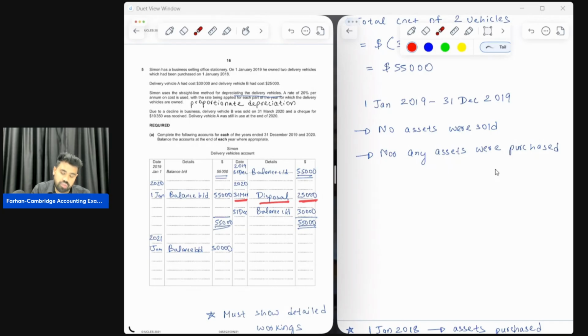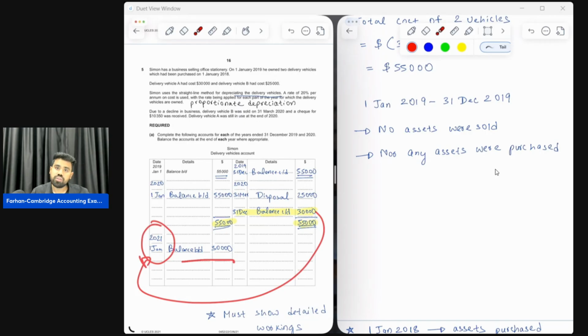And we are recording it on the credit side because obviously our assets are decreasing. When assets decrease, we credit them. So what's happening is that at the end of 31st of December 2020, we have a balance that we're carrying down of $30,000 to ensure equal debits and credits of $55,000, right? So that means we are carrying forward this closing balance at 31st December 2020 as the opening balance on 1 Jan 2021, which is balance brought down of $30,000.